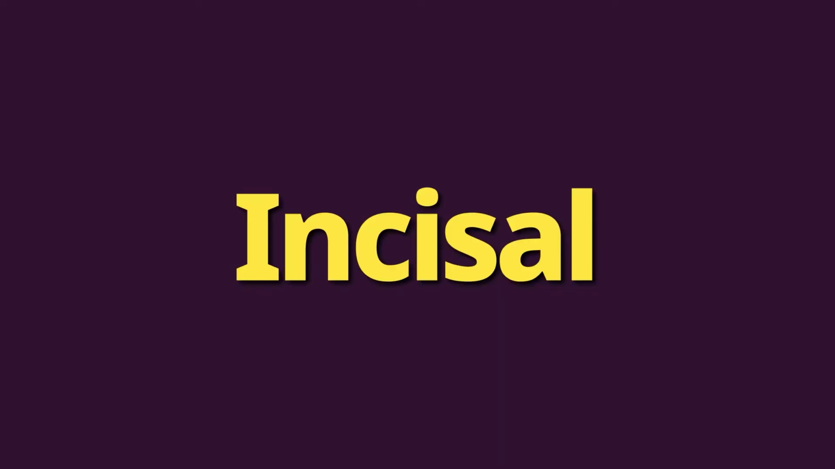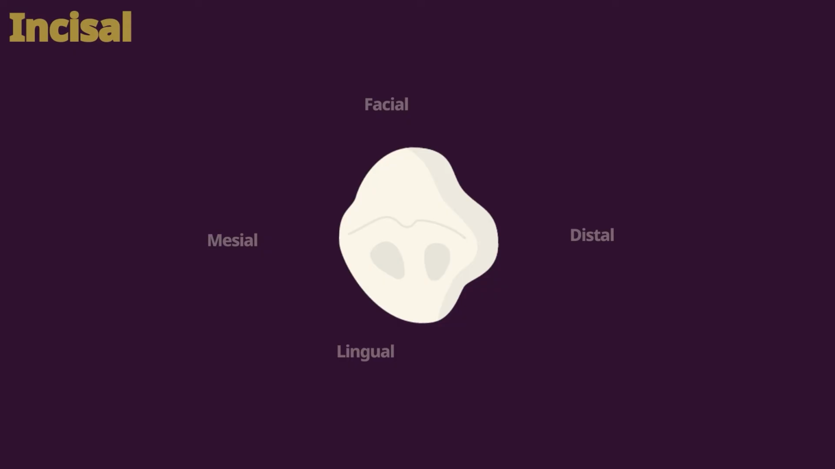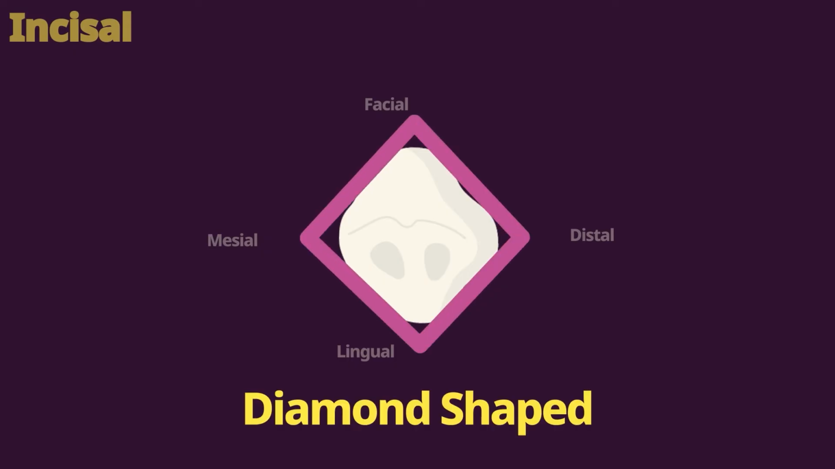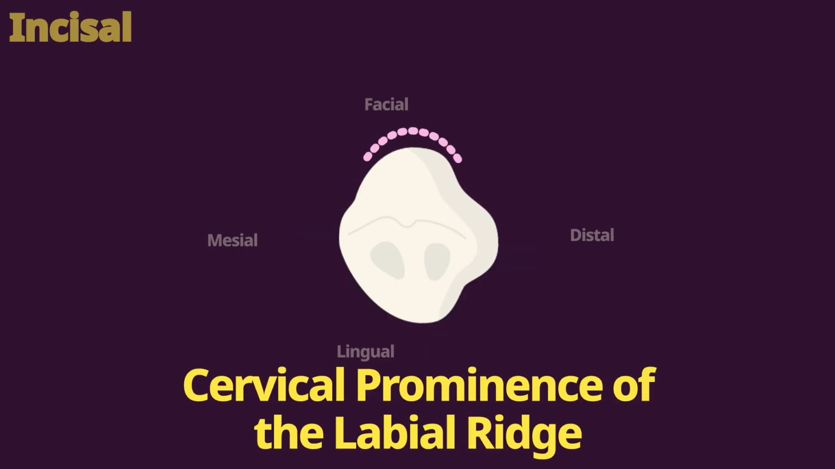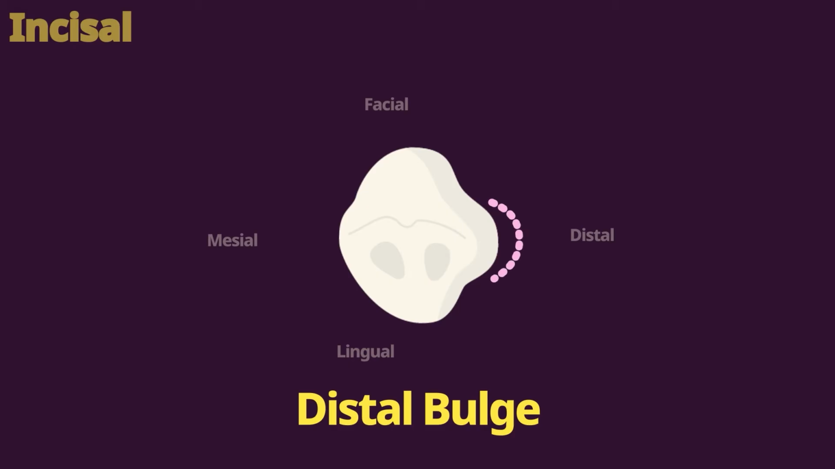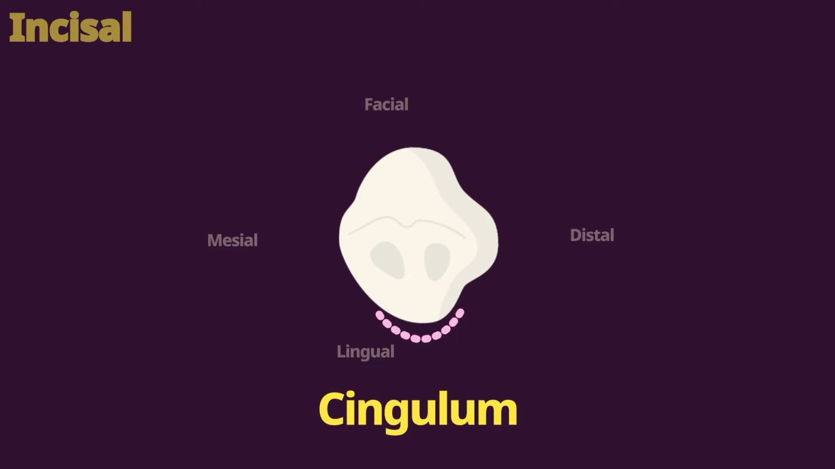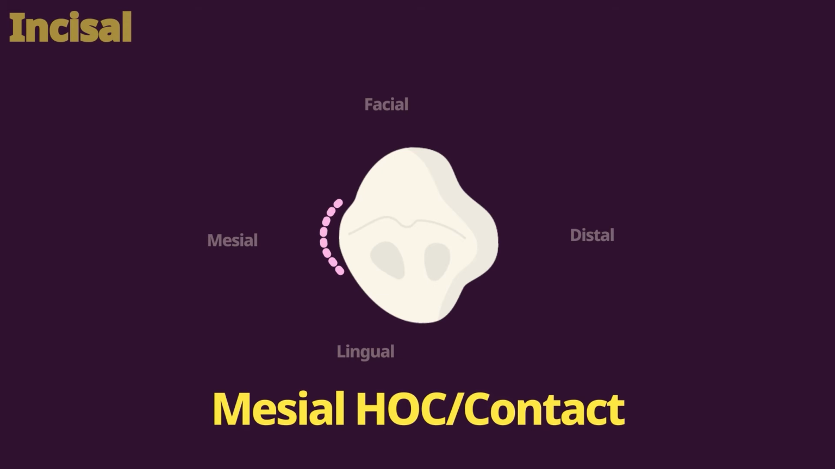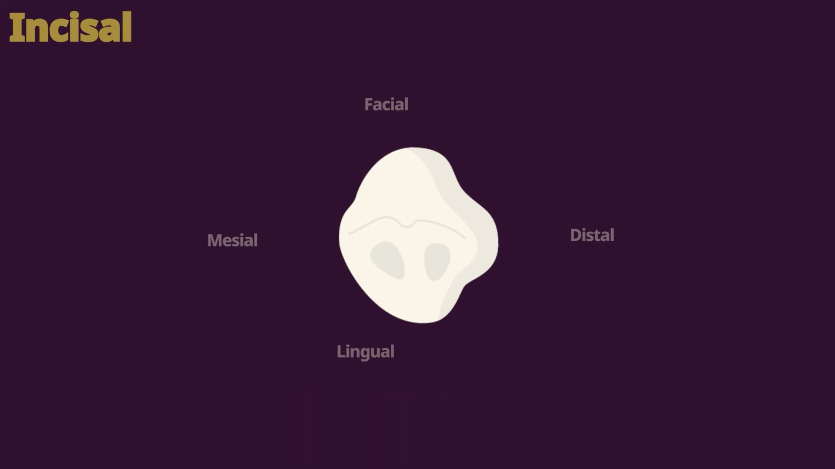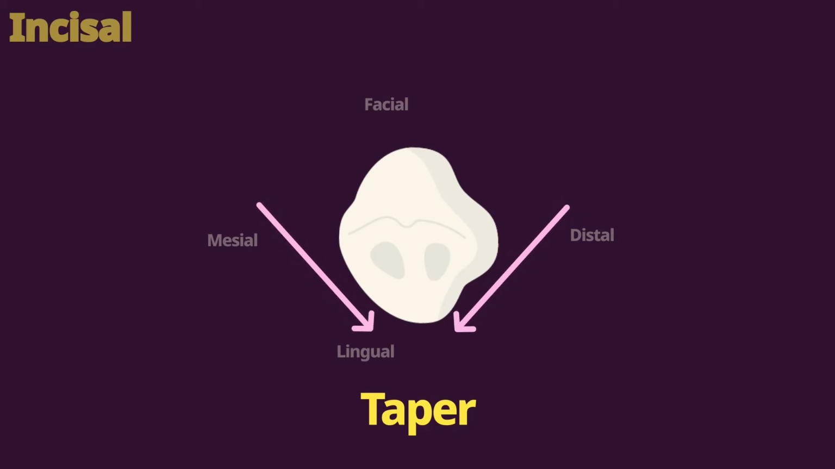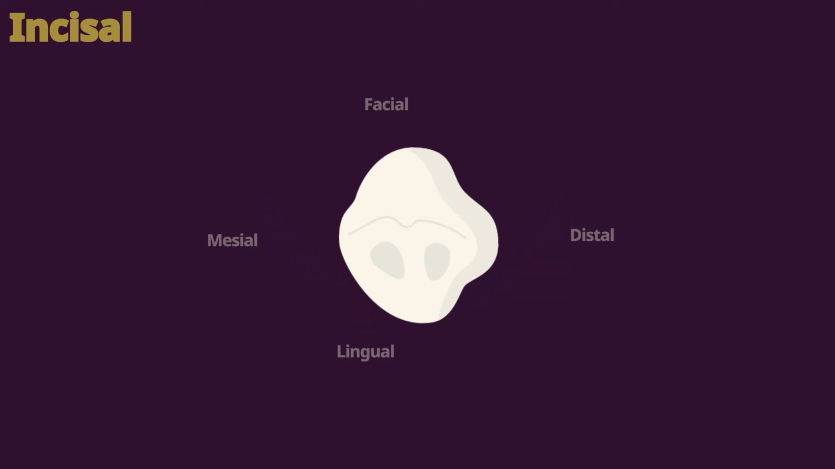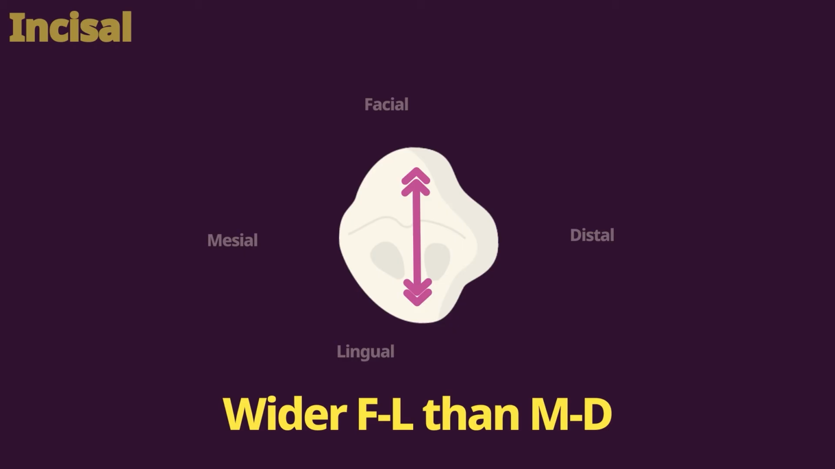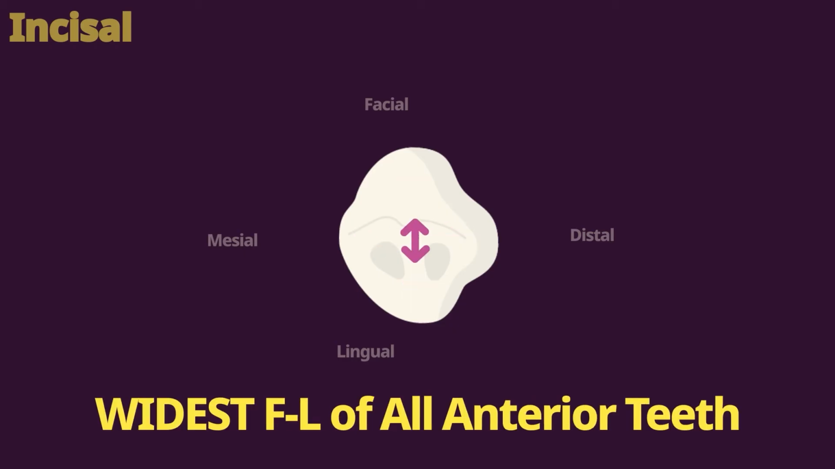Now let's look at this tooth from the incisal. The outline of the maxillary canine from the incisal is diamond-shaped with 4 corners. Those 4 corners are the cervical prominence of the labial or facial ridge towards the facial, the prominent distal bulge towards the distal, the cingulum towards the lingual, which is centered on the tooth, and the mesial convexity towards the mesial. The mesial marginal ridge and distal marginal ridge taper towards the cingulum from the contacts.